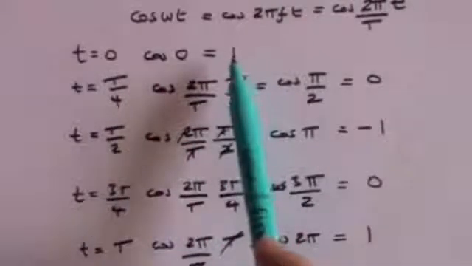So you can see what's happening as time progresses. This cosine term is oscillating from 1 through 0 to -1 through 0 to 1. And it will keep doing that. It keeps going from 1 to 0 to -1 to 0 to 1, and so on. That's the effect of the cosine term.